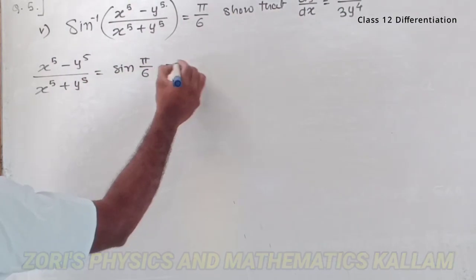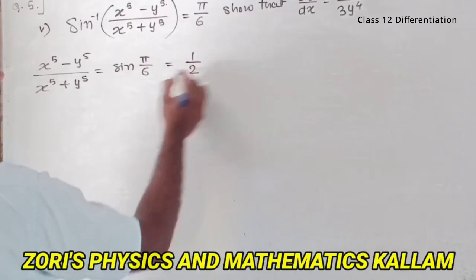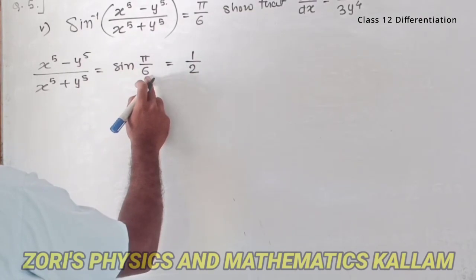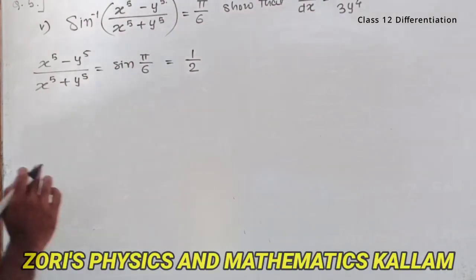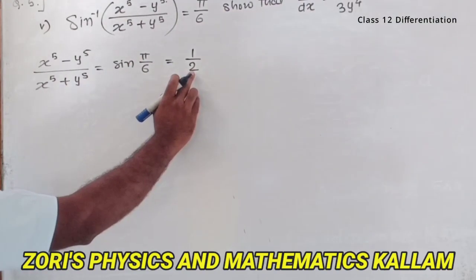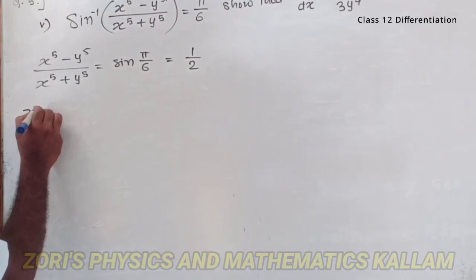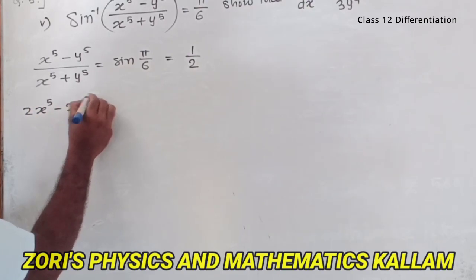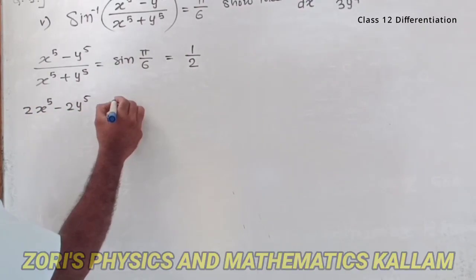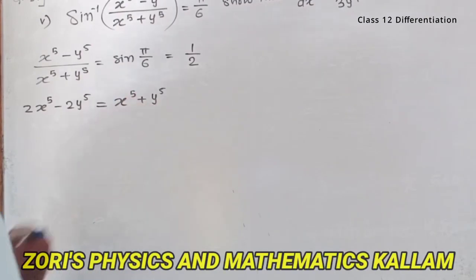Sine pi by 6 has a value of 1 upon 2, because sine 30 from our table has its value 1 by 2. Now do the cross multiplication. This 2 multiplies here, so we have 2x raised to 5 minus 2y raised to 5 is equal to x raised to 5 plus y raised to 5.